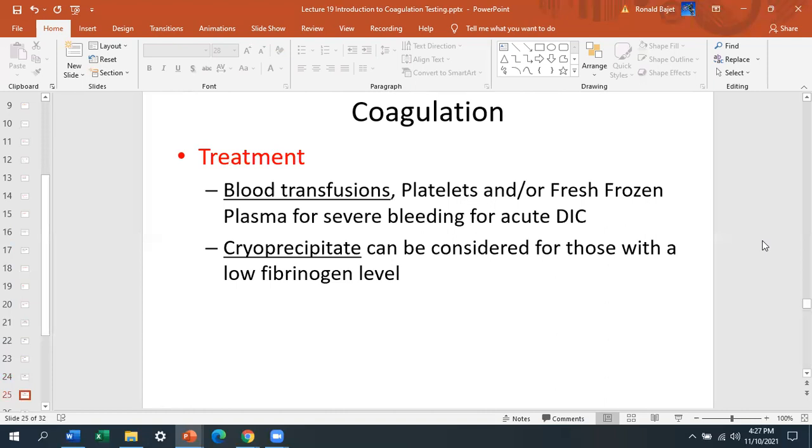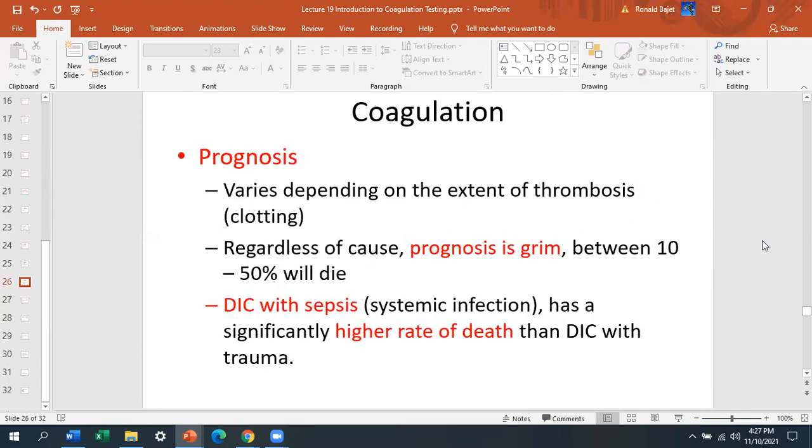Platelets to replace the platelets, or FFP, fresh frozen plasma, for severe bleeding and acute DIC. The FFP has a high content of fibrinogen, and that's what you want to replace. Platelets, obviously, you want to replace platelets. Cryoprecipitate is another blood product, and that can be considered for those with a low fibrinogen level. You can get fibrinogen from FFP, but you can get a more concentrated amount of fibrinogen by giving cryoprecipitate. Same principle, FFP and cryo. Cryo is just a little bit more concentrated fibrinogen. And you'll learn how to make those products in blood bank.